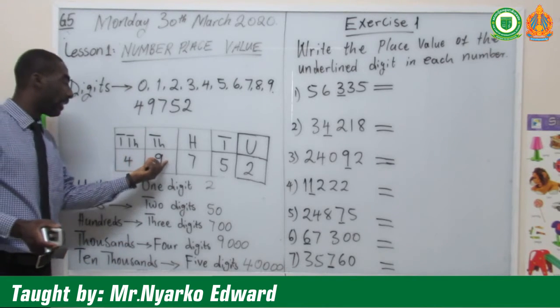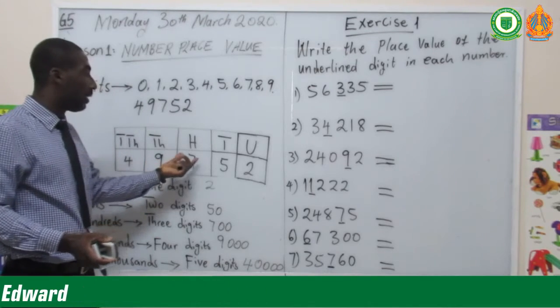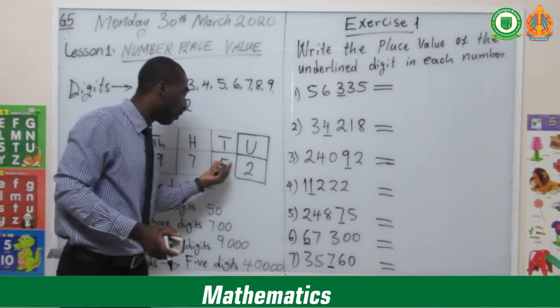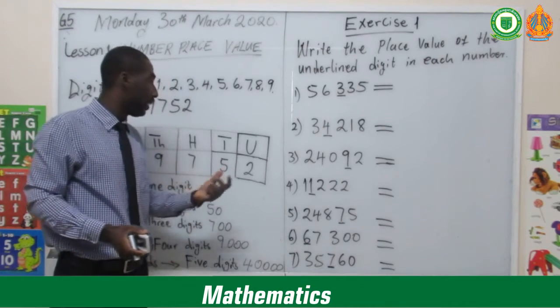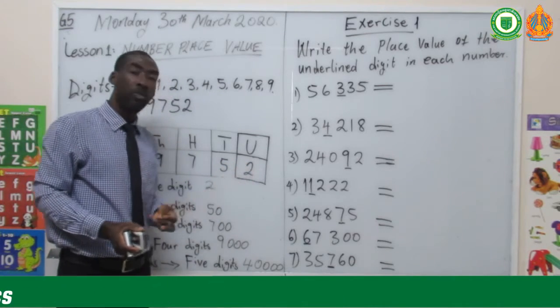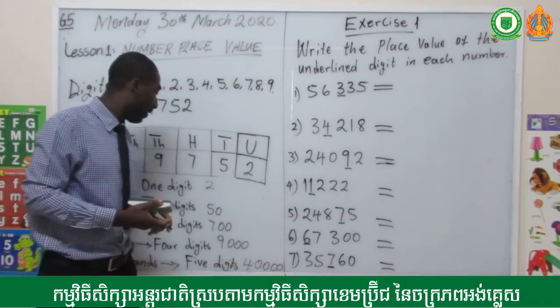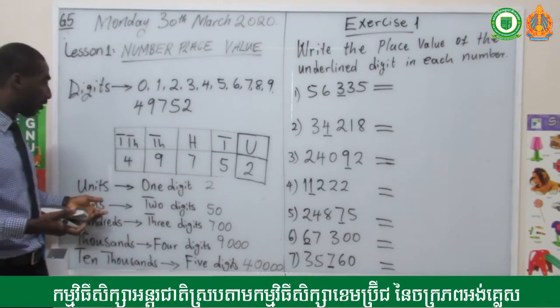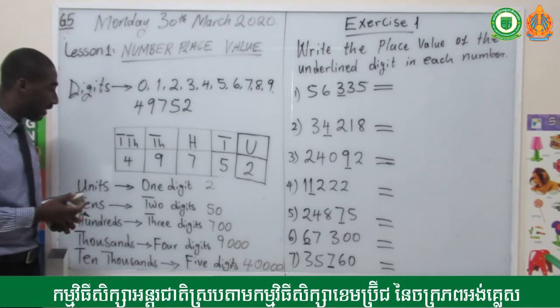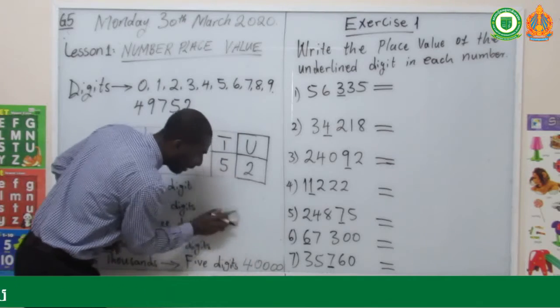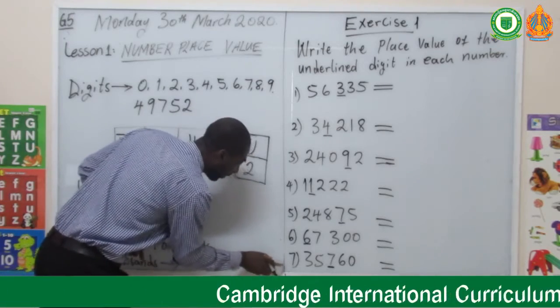The value of your 9 is 9,000. The value of your 7 is 700. The value of your 5 is 50. And the value of your 2 is 2. Guys, I believe that the explanation is very clear for you to identify these numbers. Okay, so now let's look at another example over here.